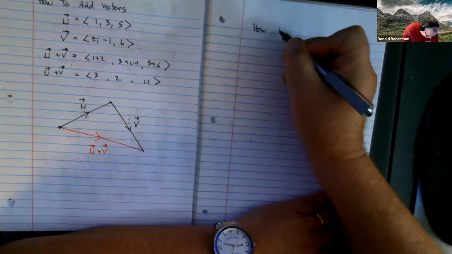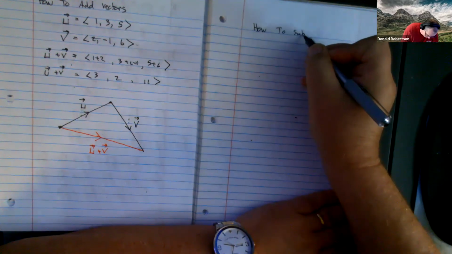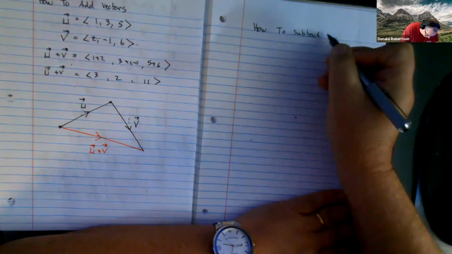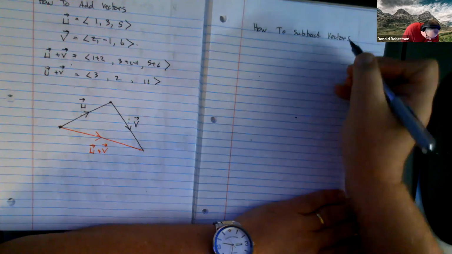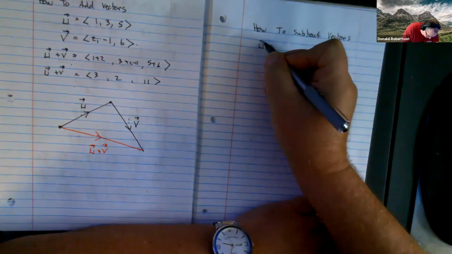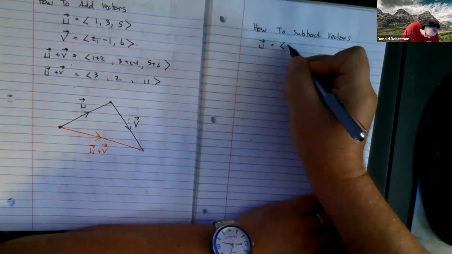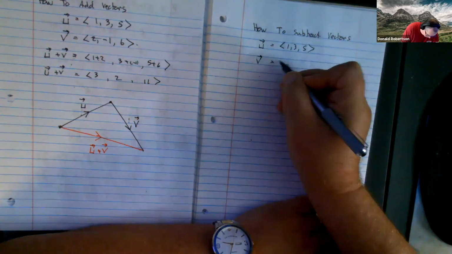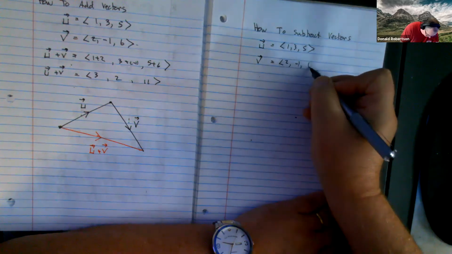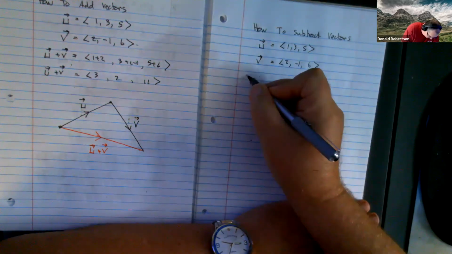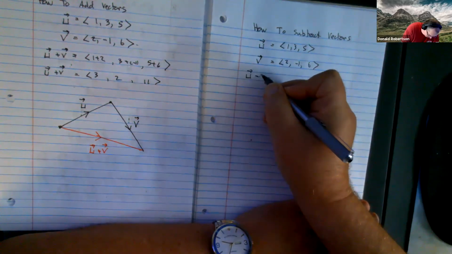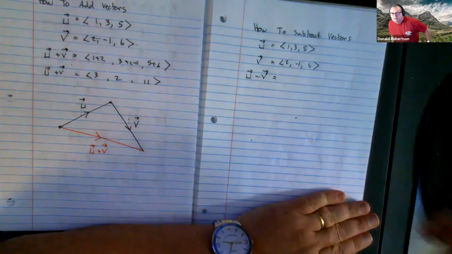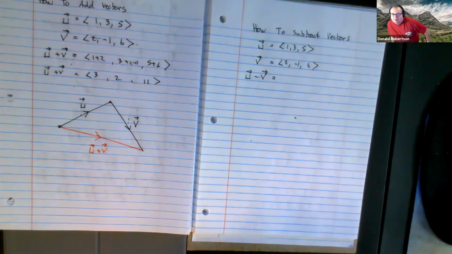Let's look at how to subtract vectors then. So let's have a vector U, 1, 3, 5 again. And let's have vector V, and it can be 2, -1, 6 again. If life was fair and mathematics was logical, how do you think you should subtract two vectors?